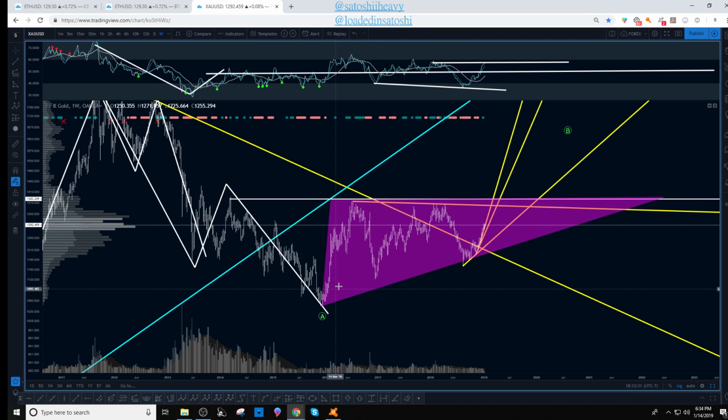And since we are doing that, what can this be? This is A, this is B, this is C.